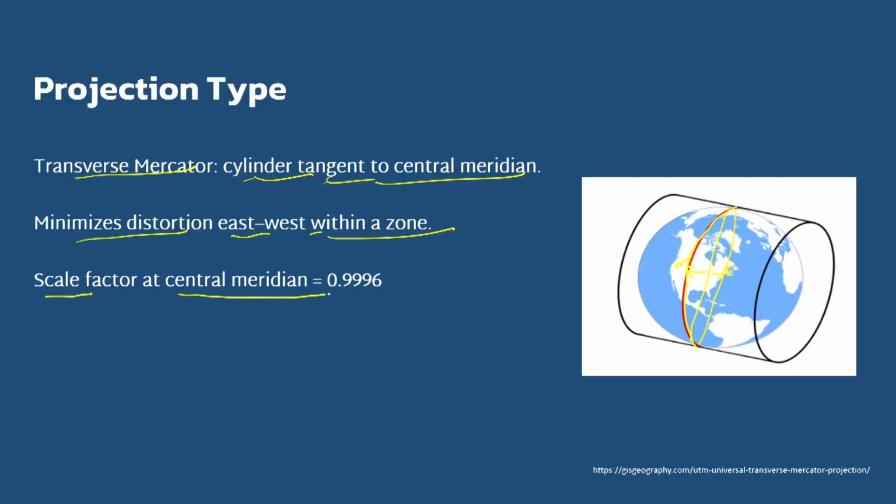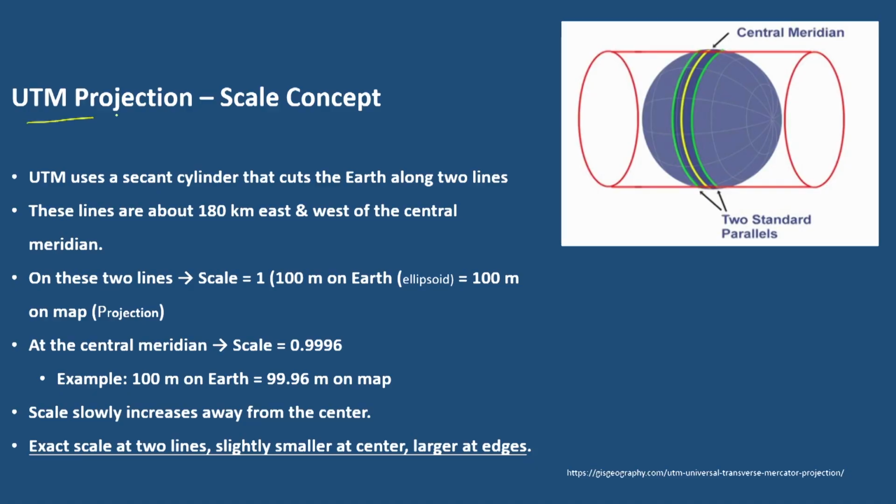Scale factor at the central meridian is 0.9996. We will understand better in the next slide. UTM projection scale concept: UTM uses a cylinder that cuts the earth along two lines. As I said, the UTM projection is a sideways cylinder, it touches the meridian along two lines. So, this is line 1 and this is line 2, and slowly we will be rotating it for every zone, and we will start projecting. So, this is that tool, this is line 1, line 2.